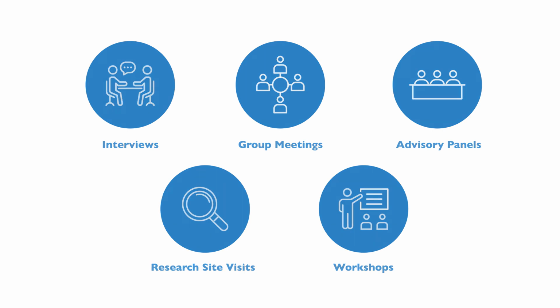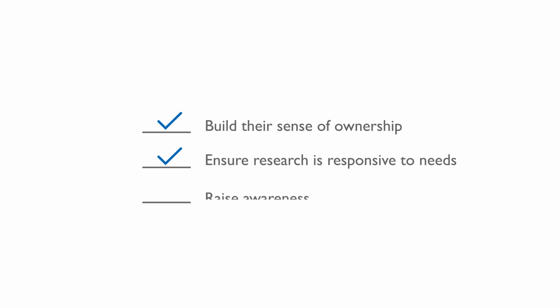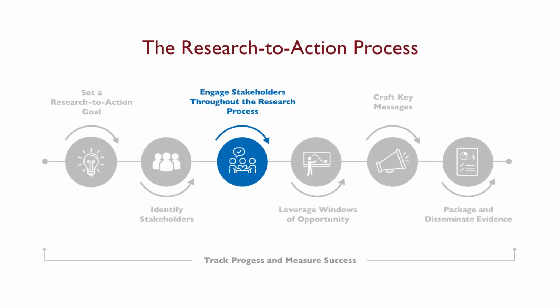It does this first by building their sense of ownership of research activities and results. Second, by ensuring your research is responsive to stakeholder needs and relevant to policy or program goals. And third, by raising potential end users' awareness of it. Stakeholder identification and engagement should begin as early as possible in the research timeline and continue as an ongoing, adaptive process.